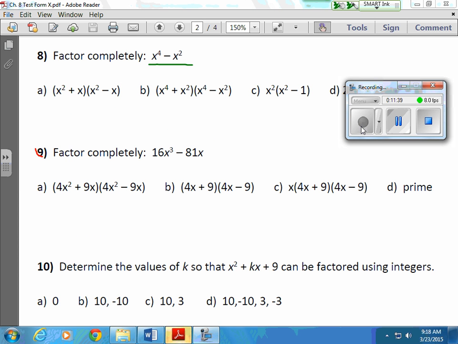So, looking at x to the 4th minus x squared, I want to factor that completely. What do they have in common? Let's try to always take out the greatest common factor first. And what will be left? And then check and see what you have left after you factored it out. Can you factor that some more? Can you factor x squared minus 1 more?